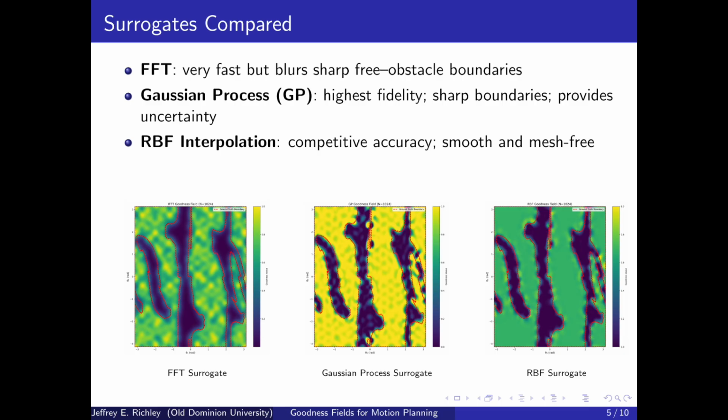On the right is the radial basis function surrogate. Radial basis function interpolation also produces a smooth, continuous field and does not require a structured grid.